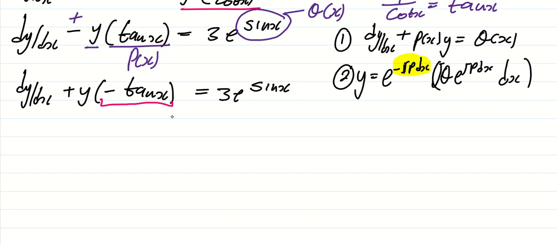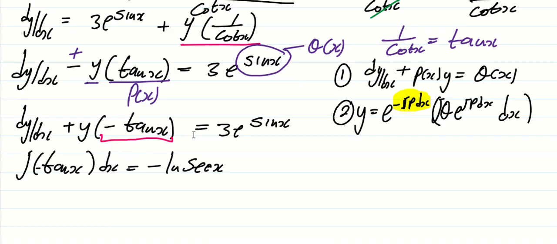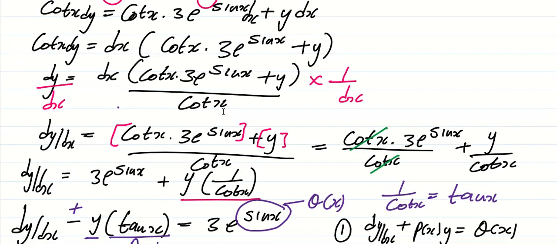So integration of p dx is minus tan x dx, which is equals to, so you're going to integrate this. When you integrate this, you're going to get minus ln sec of x.